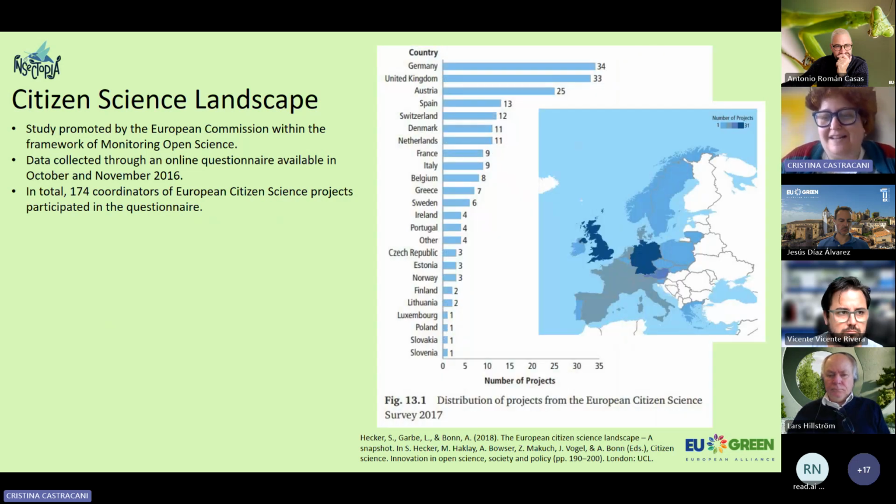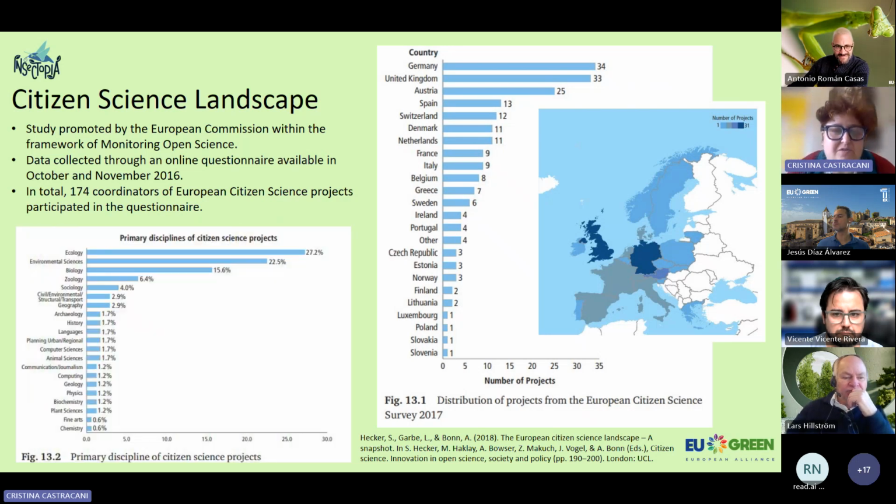Here you can find where the projects were distributed around Europe, and you can see that Germany and the United Kingdom were the countries where citizen science was at that time more widespread. But we can say that now, 10 years later, things are changing. For example, in Italy we have the first Citizen Science Association. We have another Citizen Science Association in Portugal, for example. And so we are improving in trying to produce this type of project.